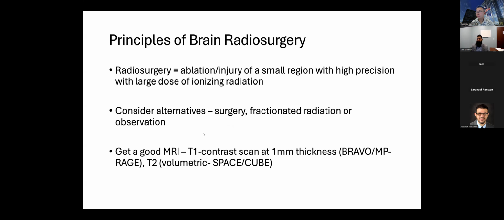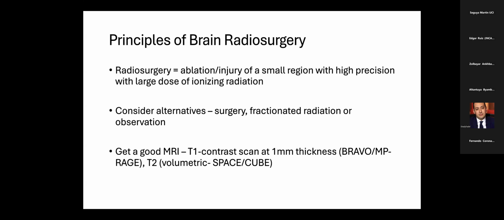The definition I like of radiosurgery is whenever we're using an ablative technique causing an injury to a small region with high precision with a large dose of radiation. And whenever a patient comes to my clinic to consider radiosurgery, we always start by considering alternatives. Does this patient need surgery instead? Does the patient need IMRT or fractionated radiation instead? Or no treatment at all, as we'll see in some cases.